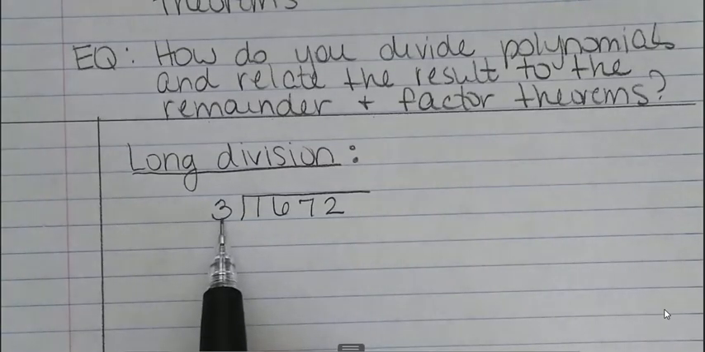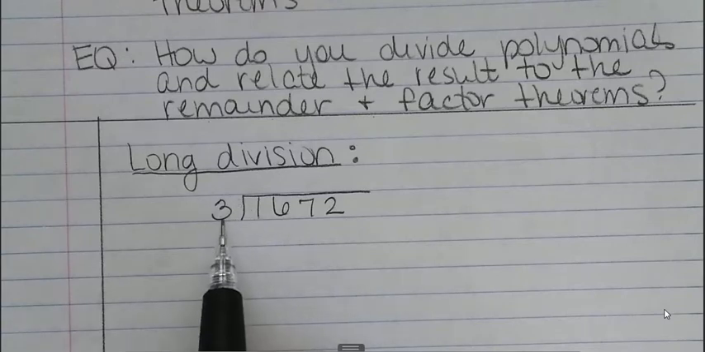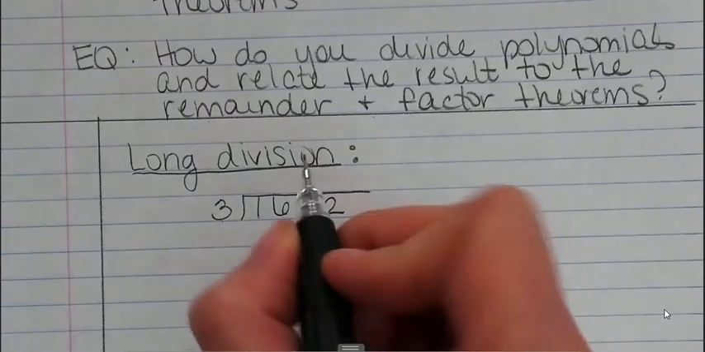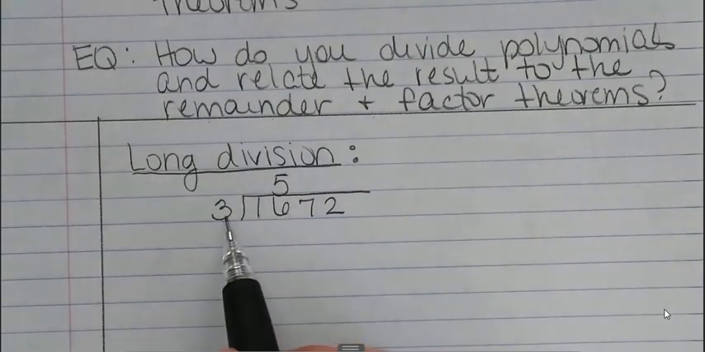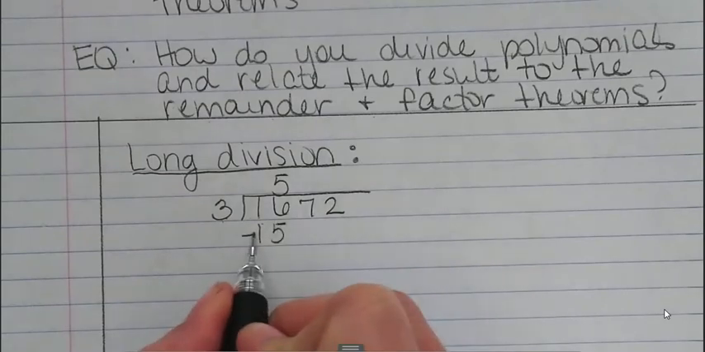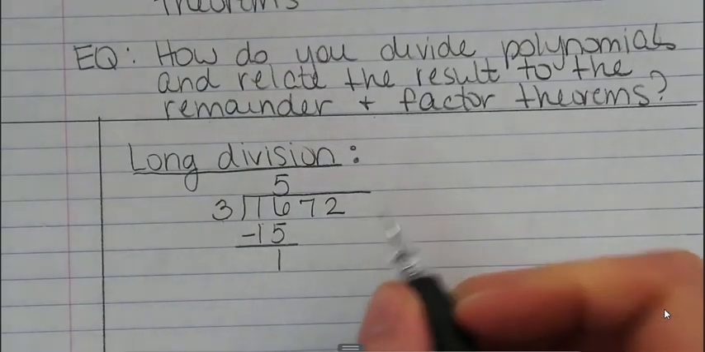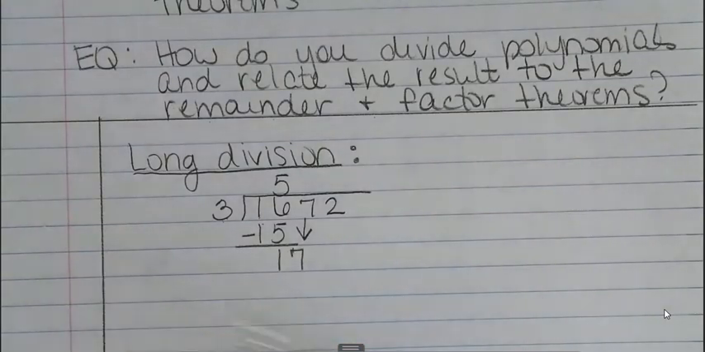So you'd ask yourself, does 3 go into 1? And it doesn't. So then does 3 go into 16? And it does, right? 5 times. Then I take that 5 and I multiply it by the 3 and I put it down here. And then I subtract. And then I bring down what comes next. And then I repeat the process, right? All right. Here it goes. Now let's do it with polynomials.